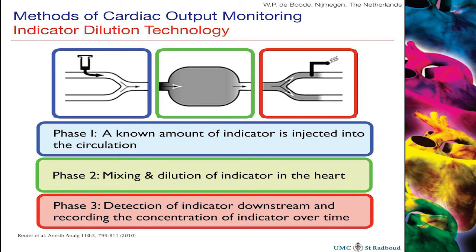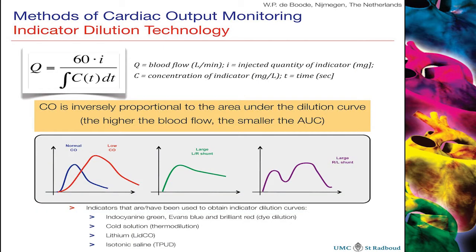First, you inject a known amount of indicator into the circulation. This is mixed and diluted in the heart, and you can detect it downstream on the arterial side, and you record the concentration of the indicator over time. And with the so-called Stewart-Hamilton equation, you can calculate cardiac output. And the cardiac output is inversely proportional to the area under the dilution curve. And as you see over here, this is a normal dilution curve, and when you've got a very low cardiac output, you have a higher, more broad dilution curve.